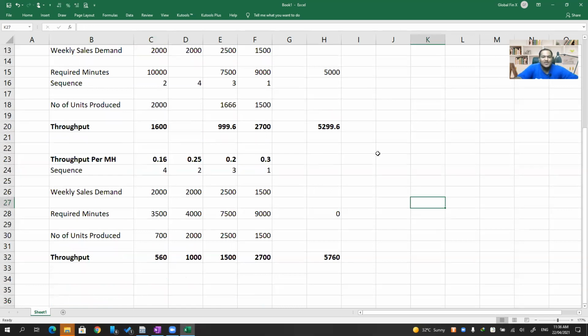Sir, is it clear now? See, from 5,300, we have increased the throughput to 5,760. Why did it increase? How did we increase it? By changing the sequence.